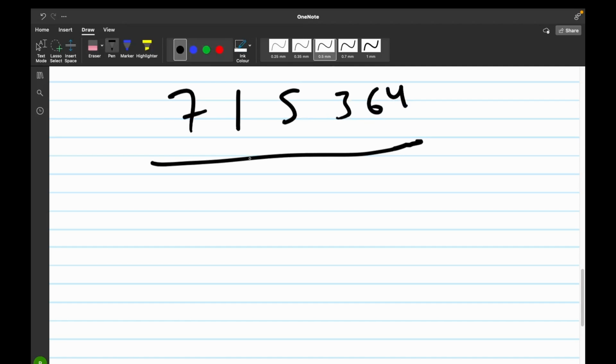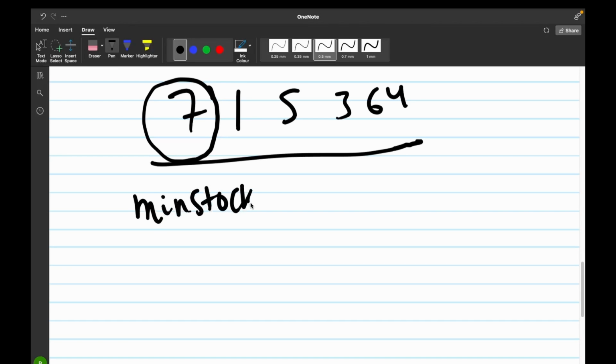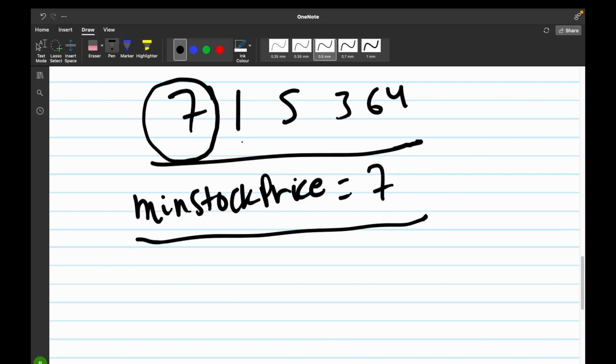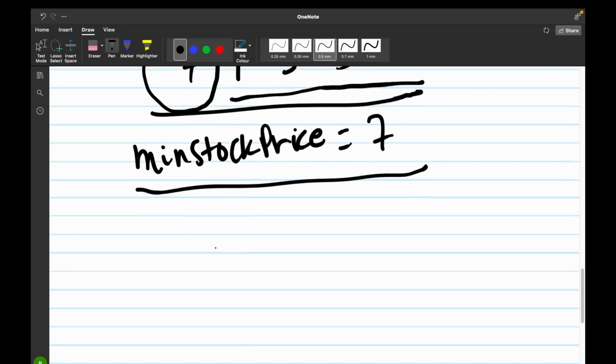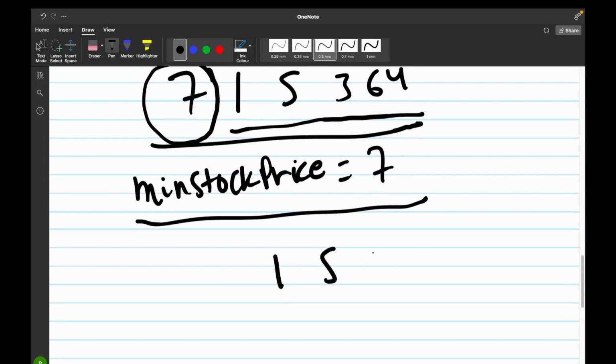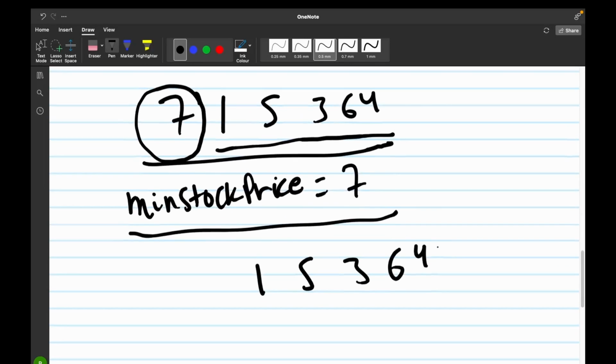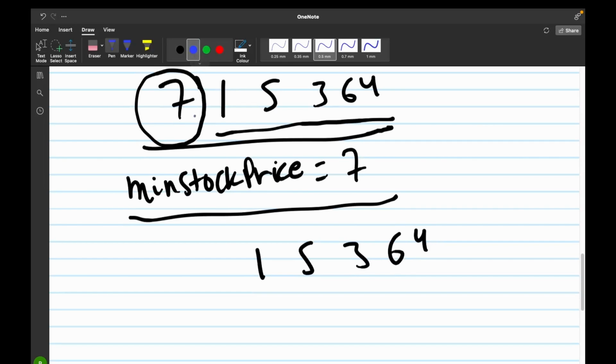Our array was 7 1 5 3 6 4. So what we would do is keep the first element as the minimum stock price. We would assume that this was the minimum stock price that we can get from all the elements of the array. So we would assume the minimum stock price to be 7. Then we would start comparing it with the other elements, 1 5 3 6 4.